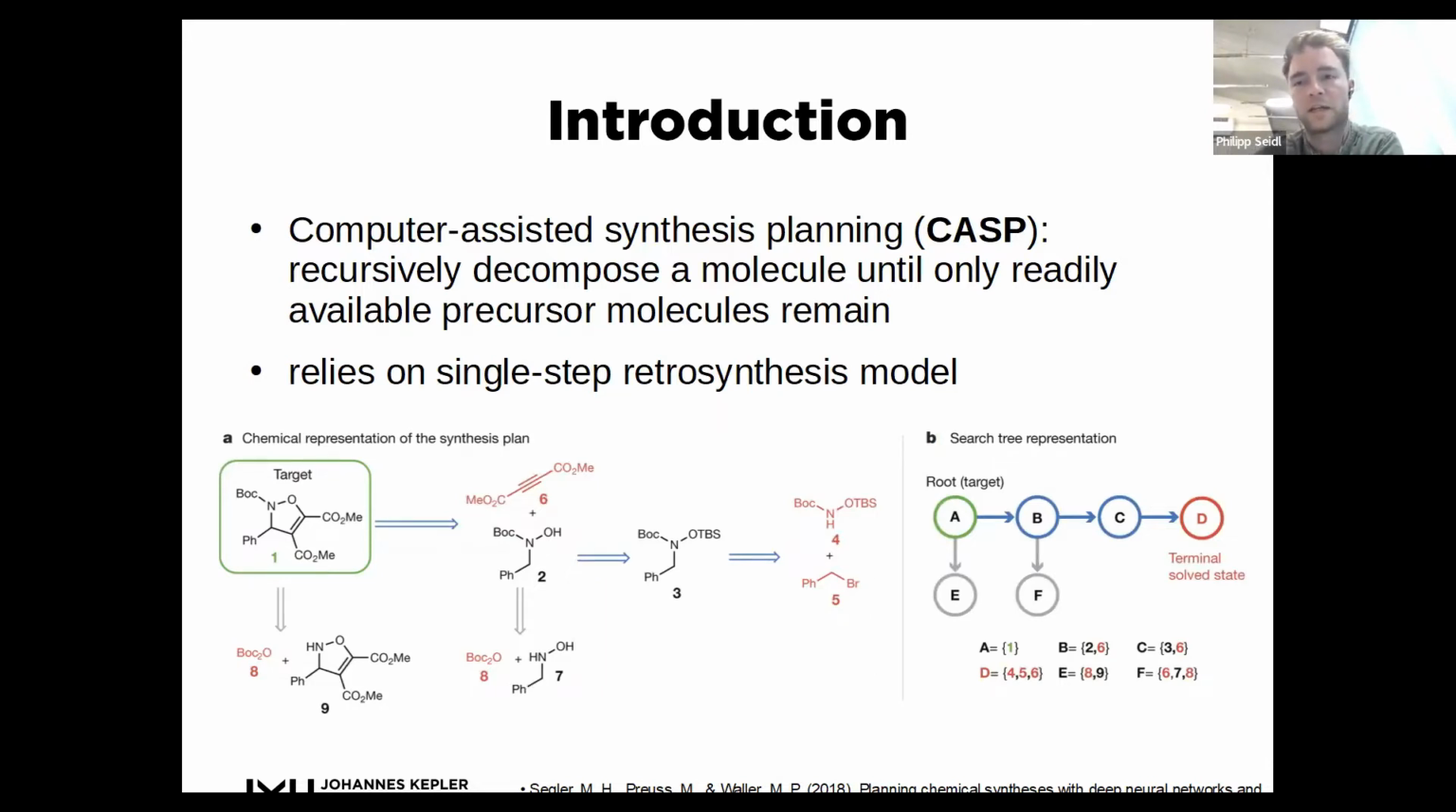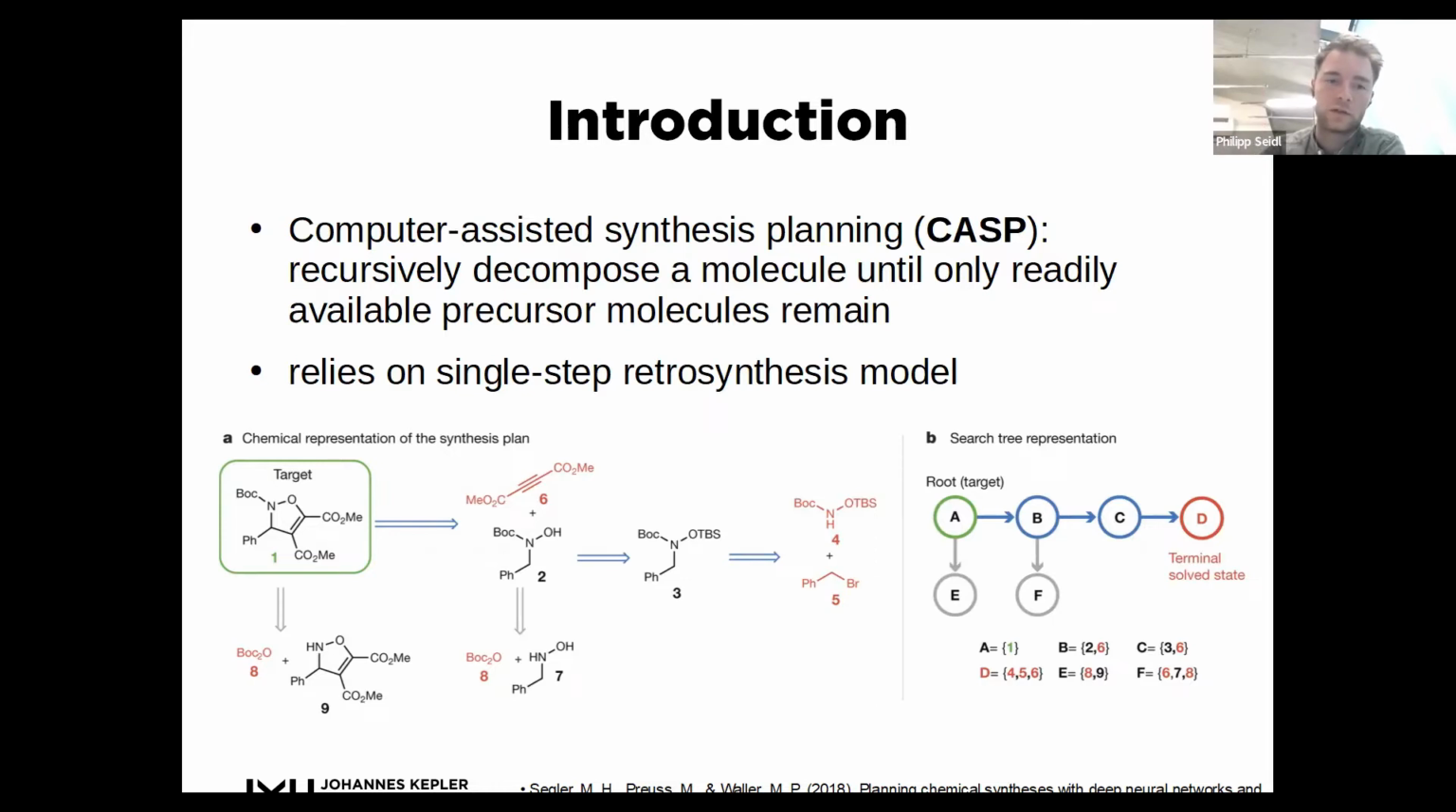Computer-assisted synthesis planning has been around since decades. We try to tackle this problem from the end. So we start off with our target compound and recursively decompose it until we have just molecules that we can actually buy or have in stock.